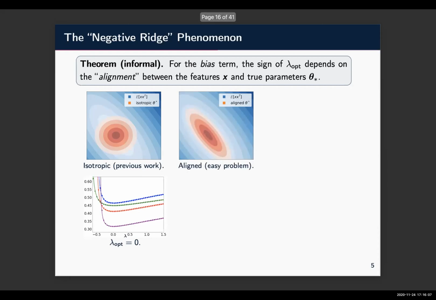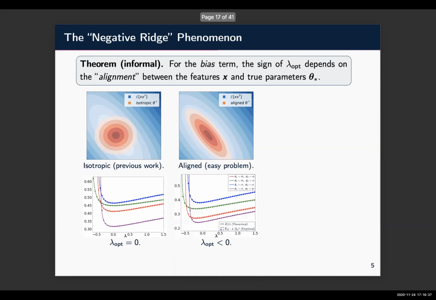Now we're going to look at 2 new settings covered by our general setup. First, when the parameters of the teacher model are aligned with the feature covariance. One example is that you can imagine your features are high dimensional, but only a small fraction of them matter. By that I mean the rest of them have really small magnitude. Then if the true parameters happen to focus on the large magnitude directions, I'm in very good shape, right? Because my features are useful, perhaps I don't want to regularize. In fact, we showed that in this case, the optimal regularization strength for the bias term is negative. So you should actually push the parameters away from 0 when the labels are not too noisy.